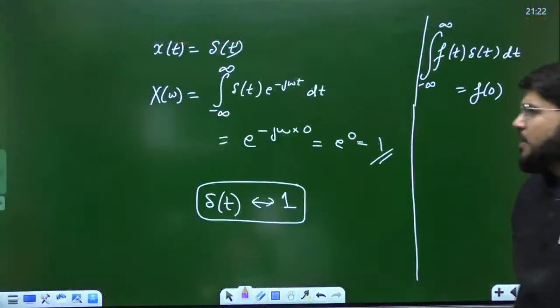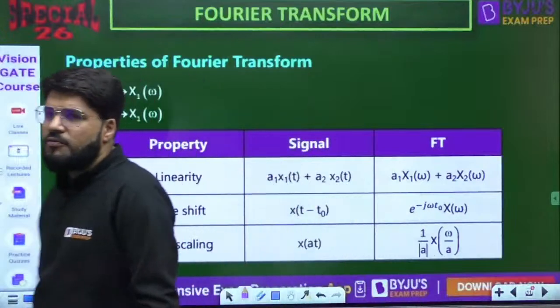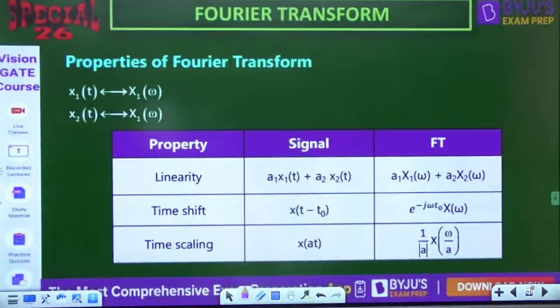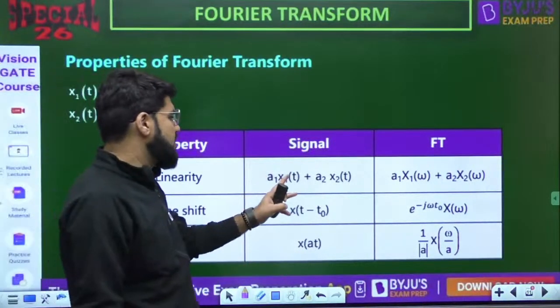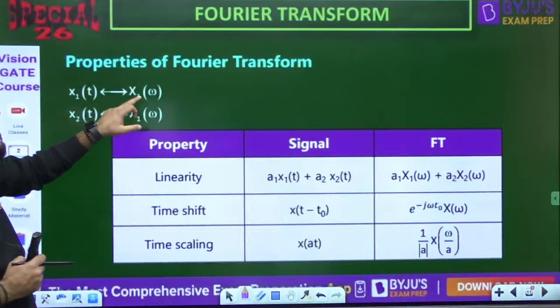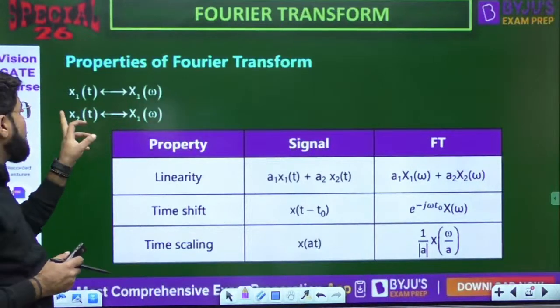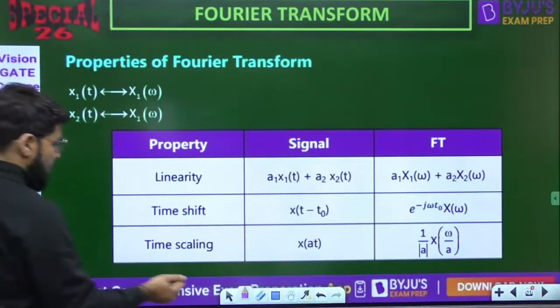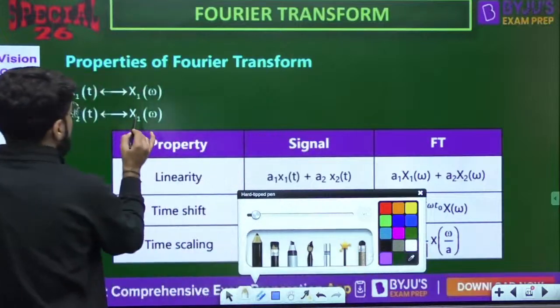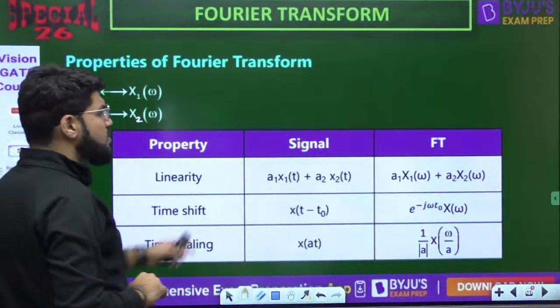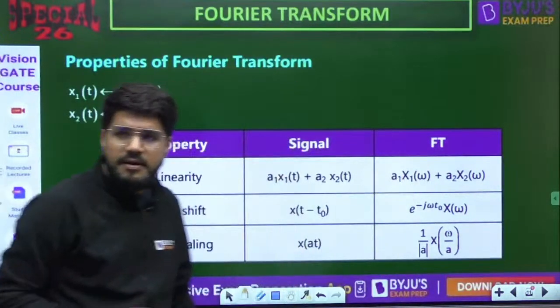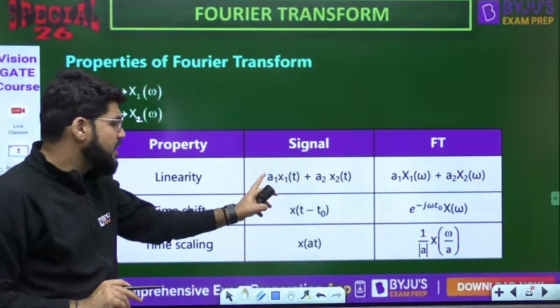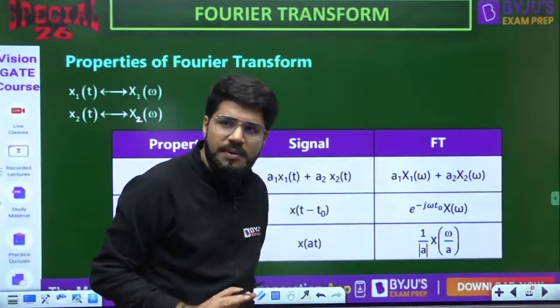Now, a list of some important Fourier transform properties. Linearity, very basic. I have assumed two signals, x1t having the Fourier transform x1 omega, x2t having the Fourier transform x2 omega. If two signals are added, Fourier transforms are added. Basic linearity. If a signal is multiplied by a1, the Fourier transform is also multiplied by a1.